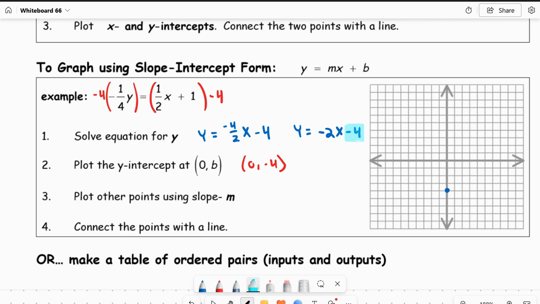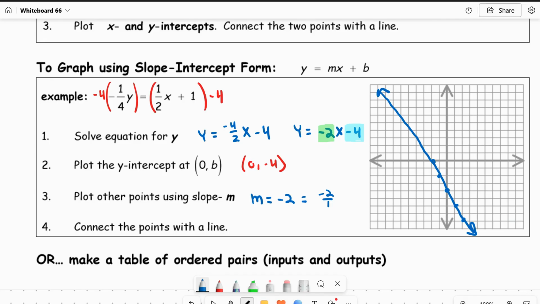Next, we are going to plot the slope. Remember, your slope is your coefficient on your x variable. So in this case, my slope is going to be negative 2. Or if you like to think about this as rise over run, negative 2 over 1. So I'm going to go down 2 over 1. Or up 2, left 1. Once you've done this, go ahead, connect your points, and draw your arrows on both sides.